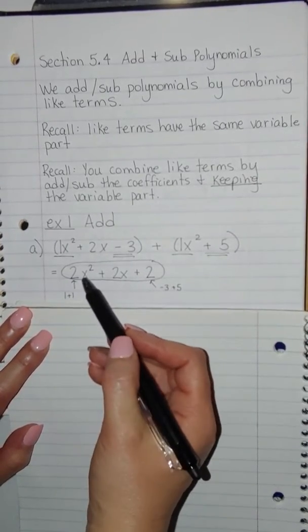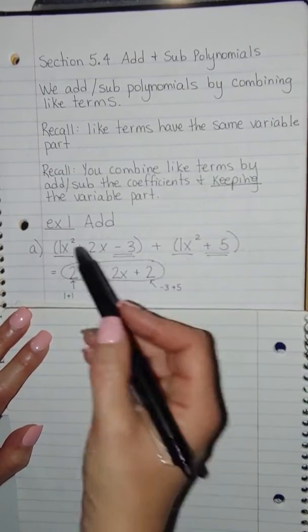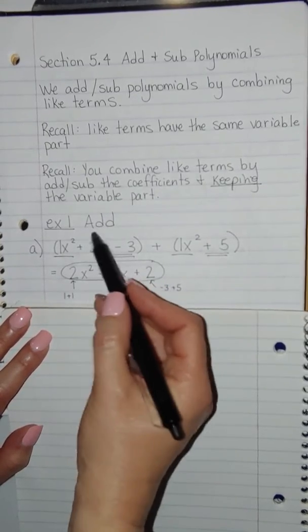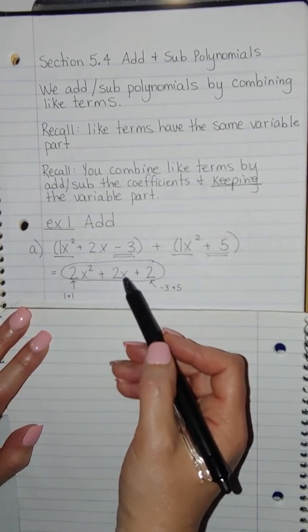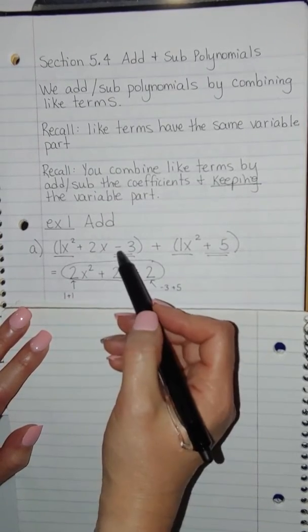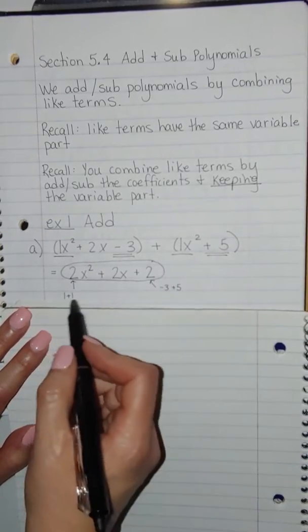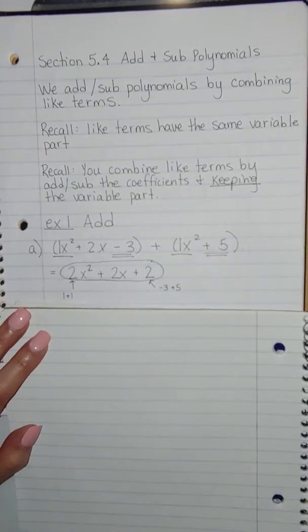Don't make that an x to the fourth. You're not multiplying. If you were multiplying x squared times x squared, then you would add the exponents. But that's multiplication. We're not. We're adding. This 2x didn't have a like term, so he's just along for the ride. Minus 3 plus positive 5 is positive 2. And I just made little notes down here to tell you where these numbers came from, just in case you're looking at it and wondering.